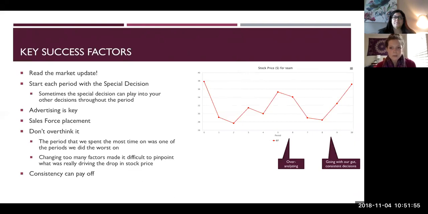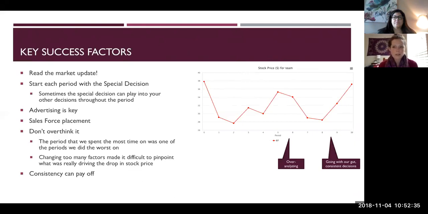We also found it was helpful to start each period with the special decision. The special decision sometimes played into other decisions we made in that round. So starting off with that helped us to figure out how much budget was left after we made that decision. So we found that was helpful and led to our success. Next, advertising is key. And we learned this the hard way. We took out some advertising budget from All Around when we introduced All Around Plus, and it led to a huge drop in both stock price and our sales.